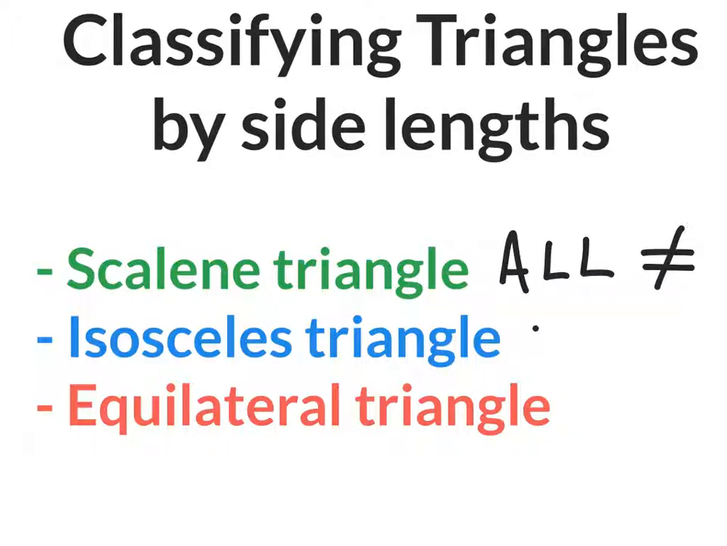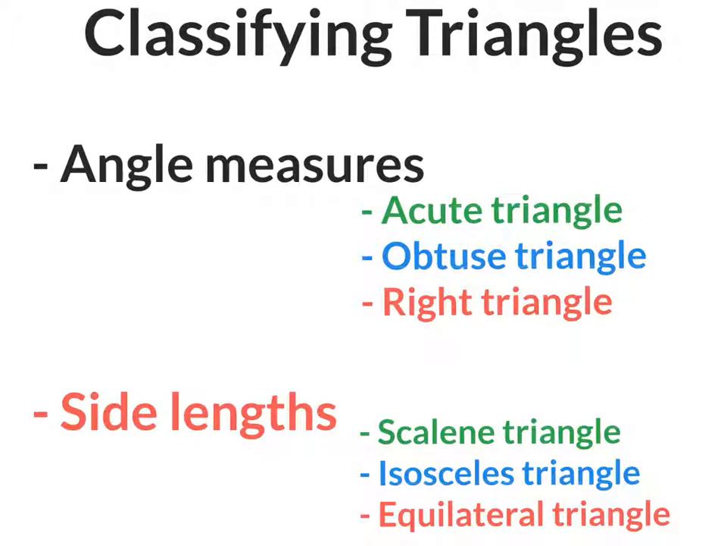If I have two sides that are the same length, they are equivalent lengths, I have an isosceles triangle. And if I have a triangle where all three sides are equal, they're all the same length, then I have an equilateral triangle. Scalene, isosceles, and equilateral are names or classifications we can give to triangles based on side lengths. We know when classifying triangles, we can classify by angle measure, by side length.